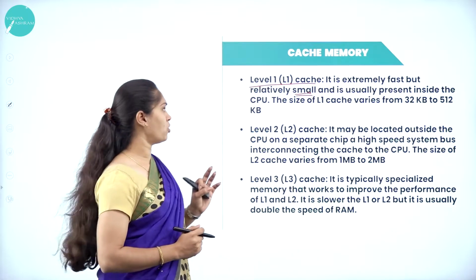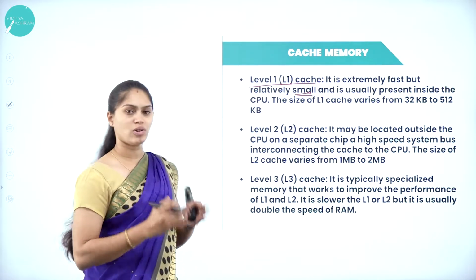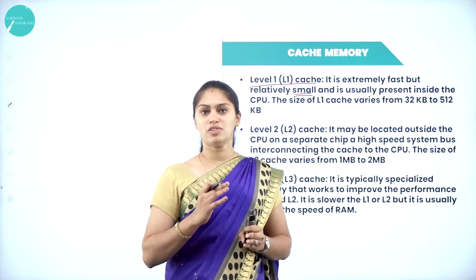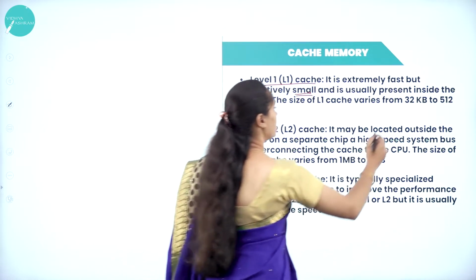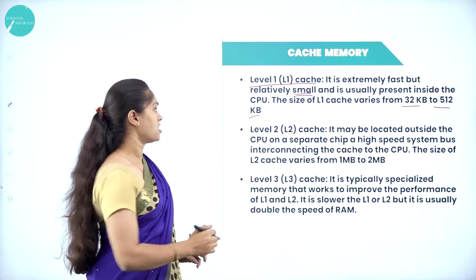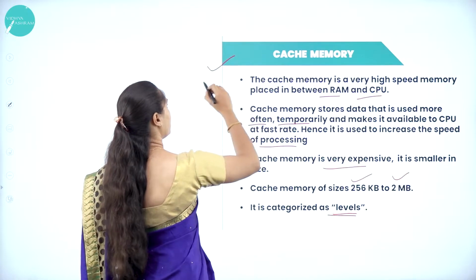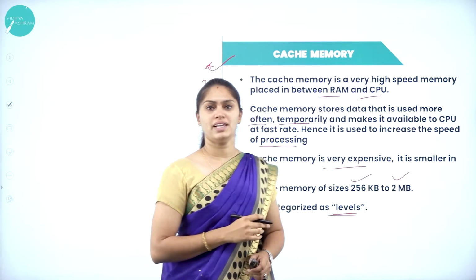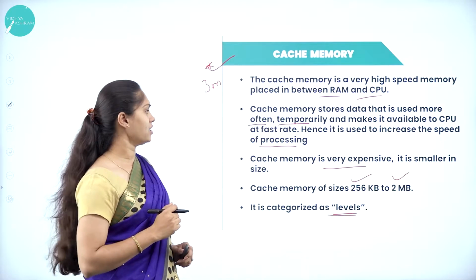Coming to this L1 cache memory, it is extremely fast and it will store and retain the data and instructions which are required frequently by the CPU. But it is smaller in size, and the size varies from 32 KB to 512 KB, and it mainly resides inside the CPU. It is very, very important for a 3 marks question. What do you mean by cache memory and what are the levels of cache memory is important for a 3 marks question. Anyway, you will be getting a 3 marks question from this chapter. At that time, for this 3 marks question, cache memory is very, very important.